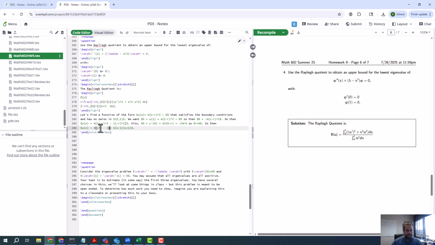You plug in x is equal to 0, you get 0. So any function like this is going to give us a continuous function that satisfies the boundary conditions.